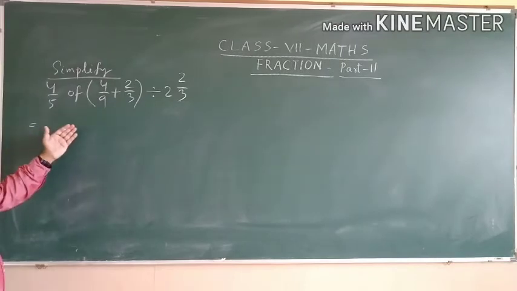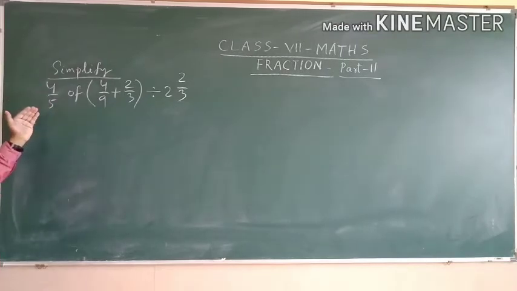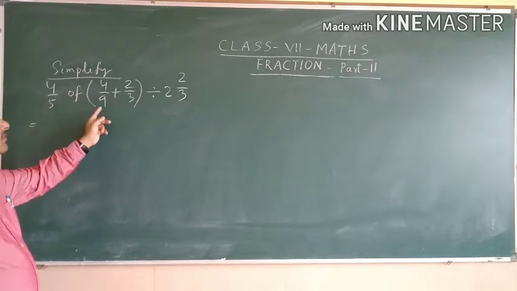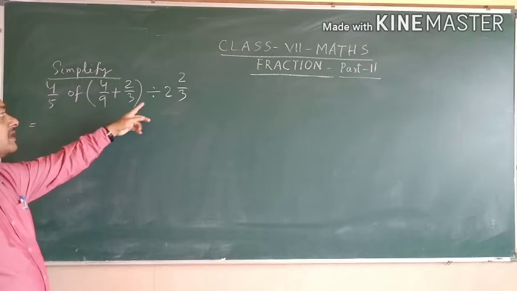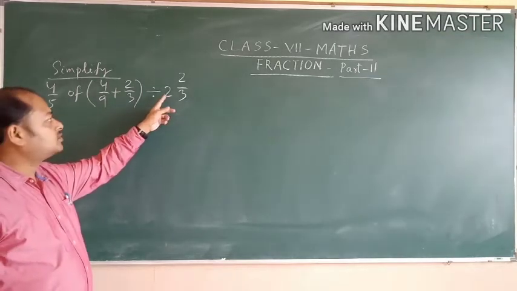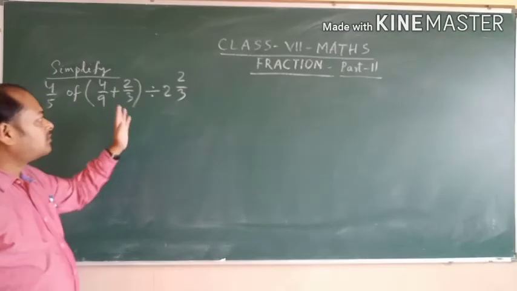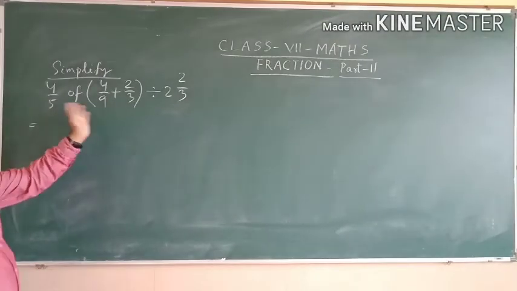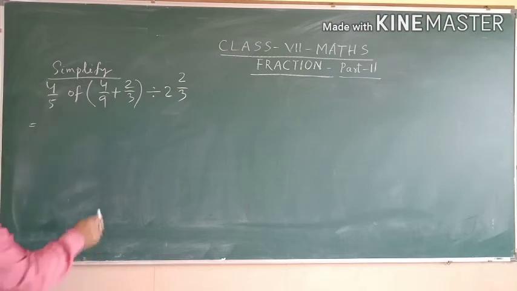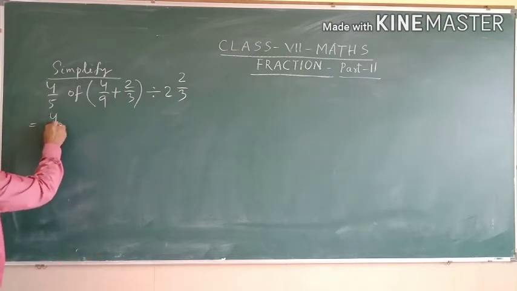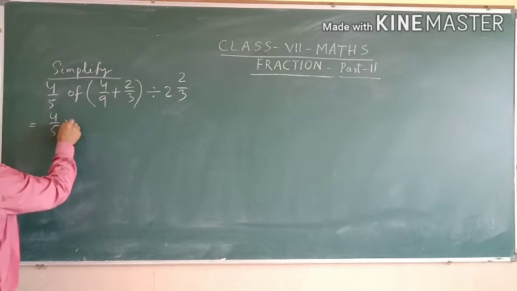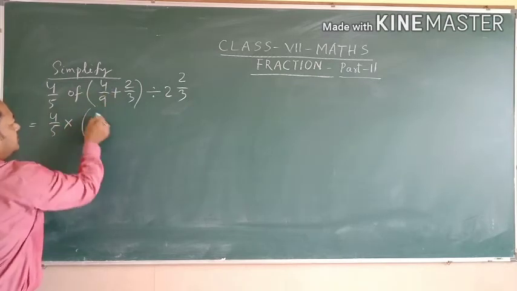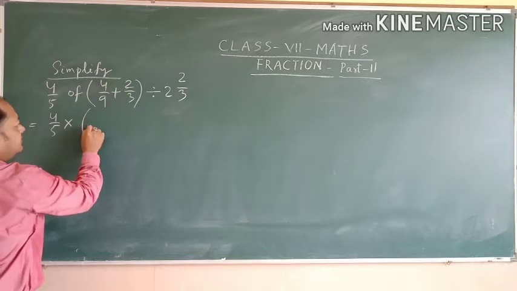Now discuss these questions. Simplify: 4 upon 5 of, inside the bracket, 4 upon 9 plus 2 upon 3, divided by a mixed fraction, 2 whole 2 by 3. According to the BODMAS rule, the of part will be solved first, then division and multiplication. So we write 4 upon 5 of 4 upon 9. Solve this part inside the bracket first because the bracket comes first.